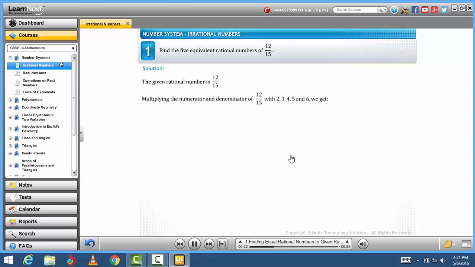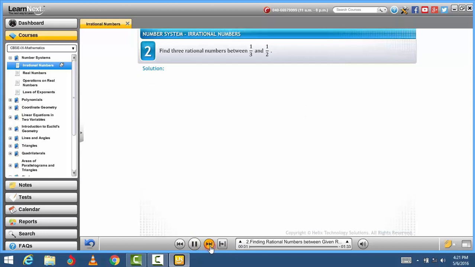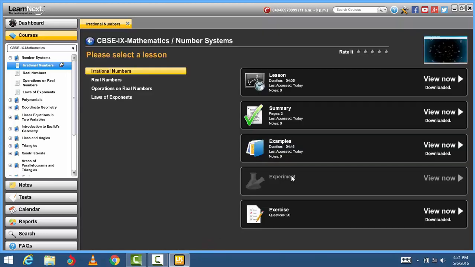Let us multiply the numerator and the denominator with the numbers 2, 3, 4, 5, and 6. On multiplying with 2 in the numerator and denominator, we get 24 upon 30. This way, it will be solved here step by step. This is example number 1. Then there will be 2, 3. 3 examples are there, no experiment, as this is the math lesson. In case of science, all the experiments will be there.